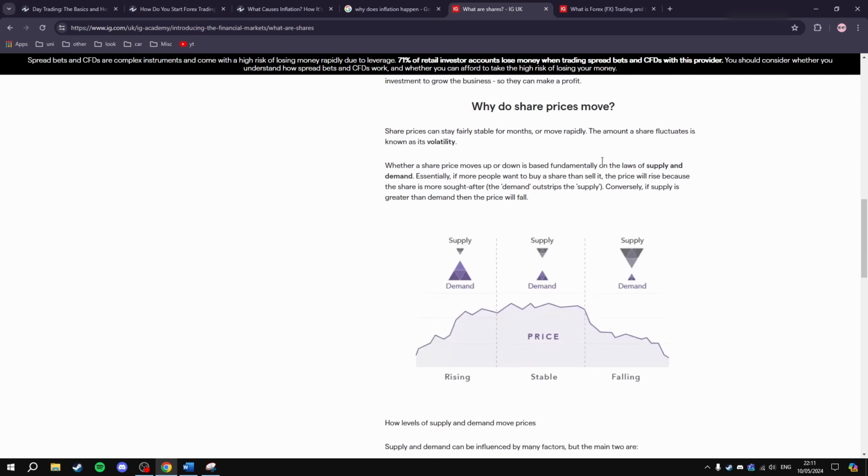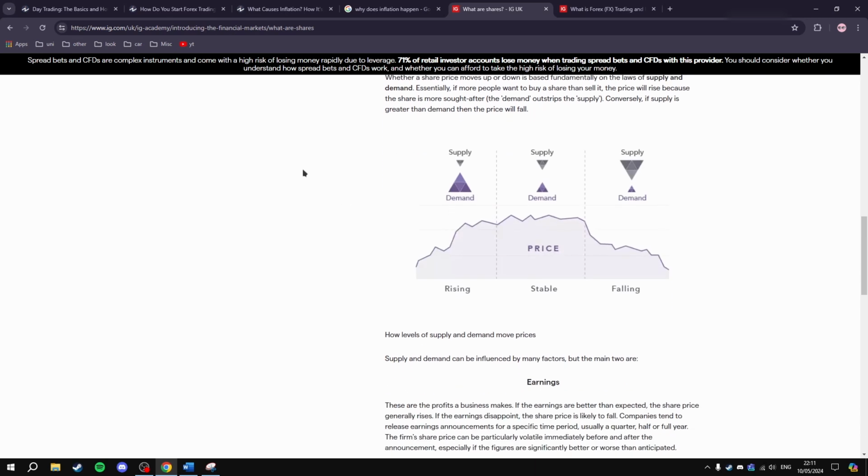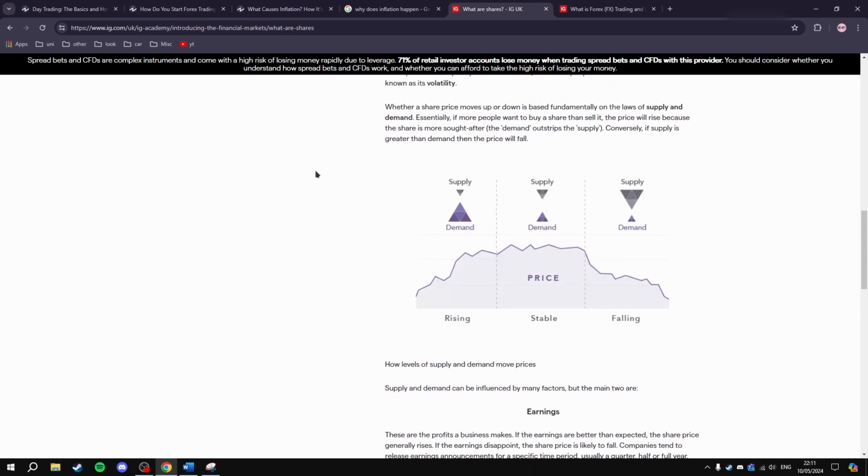Why do share prices move? Share prices can stay fairly stable for months or move rapidly. The amount a share fluctuates is known as its volatility. Whether a share price moves up or down is based fundamentally on the laws of supply and demand. Essentially, if more people want to buy a share than sell it, the price will rise because the share is more sought after. The demand outstrips the supply. Conversely, if supply is greater than demand, then the price will fall.